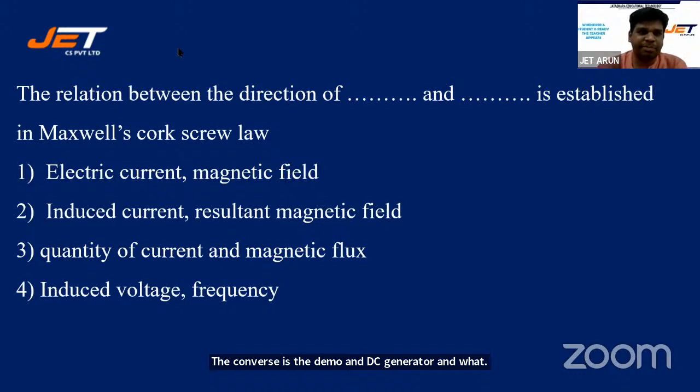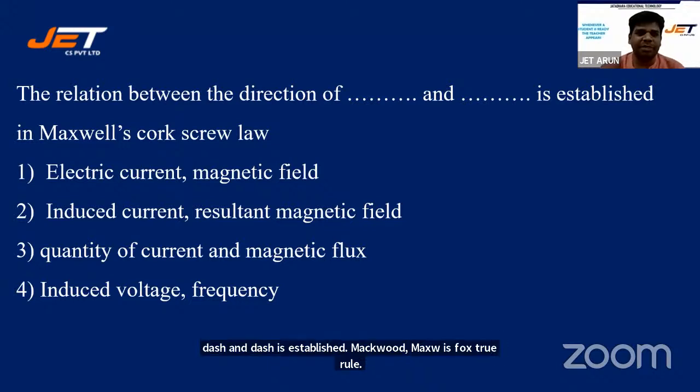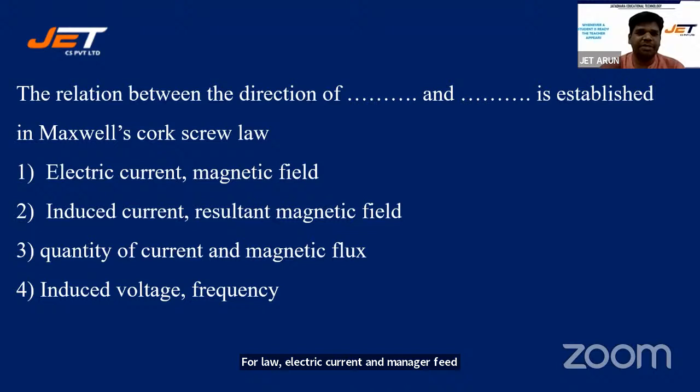Look at this one. The relation between the direction of dash and dash is established in Maxwell's corkscrew rule or law. Electric current and magnetic field, induced current, resultant magnetic field, quantity of current and magnetic flux, induced voltage and frequency.